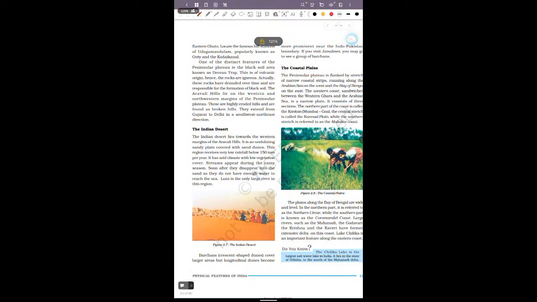Now, the Peninsular Plateau is covered with black soil. And where does this black soil come from? It is because of igneous rocks, which are the result of volcanic eruption. Where volcanic eruption occurs, the black soil is found, and it is beneficial for the cultivation of cotton. That's why cotton cultivation is more in this region.